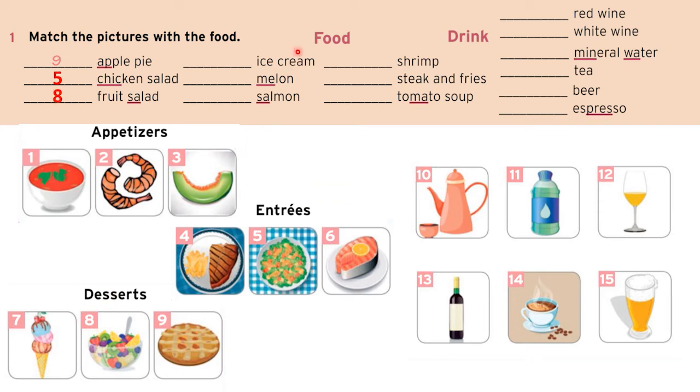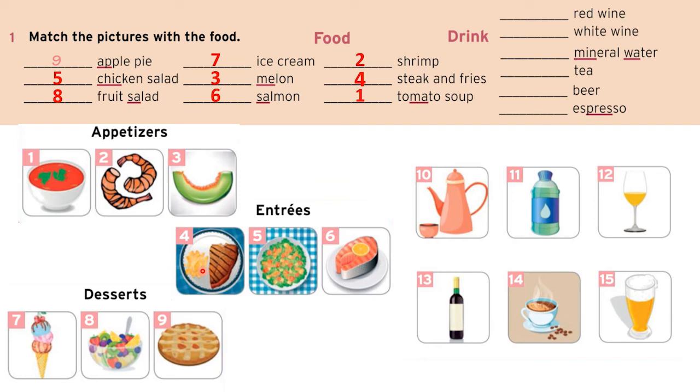Then the ice cream, well, is very easy, it's number 7. Then we have the melon, which will be number 3 that we have over here. Then we have a salmon in number 6. Then the shrimp, this is a shrimp, the one that is in number 2. Then we have steak and fries, that will be number 4. This is a steak and these are fries, right? And finally, we have tomato soup, which will be number 1.